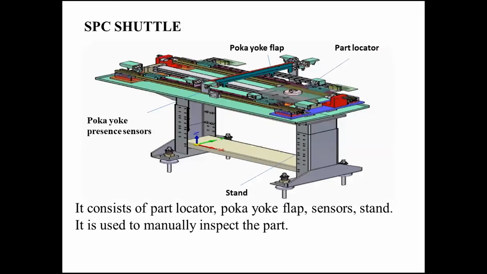So this is the SPC shuttle I had mentioned. It consists of a part locator, Poka-yoke flap, and sensor stand. It is used to manually inspect the part. As we can see here, the gantry loads the part onto this part locator, which is powered by a pneumatic cylinder where it moves forward towards the Poka-yoke flap and goes towards the end. And at the end, manual inspection is done to check whether the component is proper as per the dimensions or not, after the CNC machining is done.